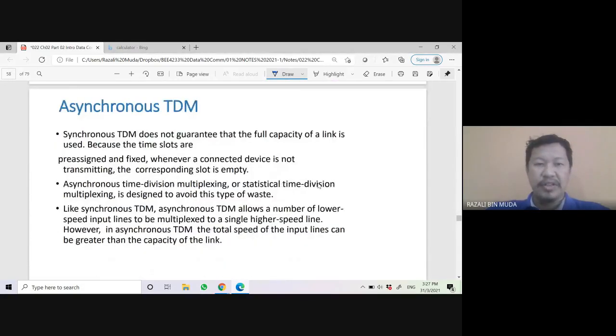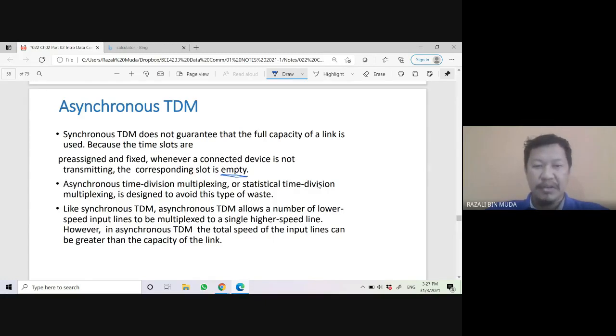For synchronous TDM, it does not guarantee that the full capacity of a link is used because of that empty slot. Because the time slots are pre-assigned and fixed, whenever a connected device is not transmitting, the corresponding slot is empty.